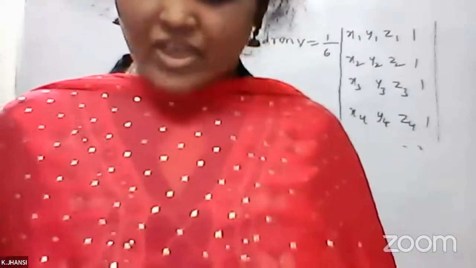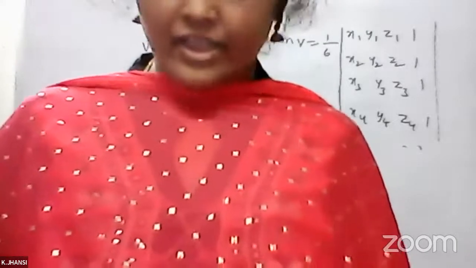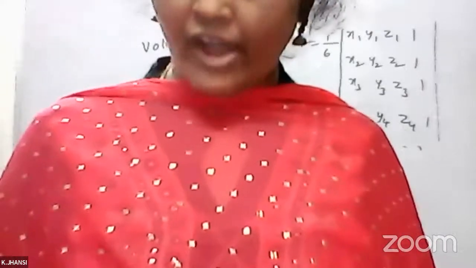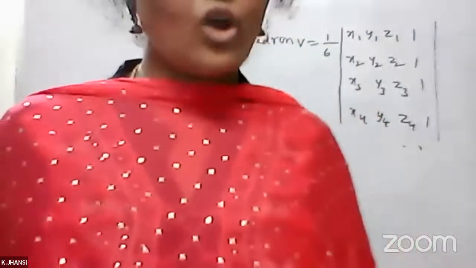So first, what is the plane equation? 2x plus 3y plus z. That means the L value is 2, the M value is 3, and the N value is 1. So we got the LMN values. And what is the P value? P value is 6. If you substitute these values in this formula, directly you will get the volume of the tetrahedron. So that is a direct answer we are getting.